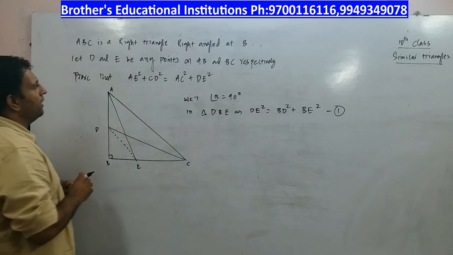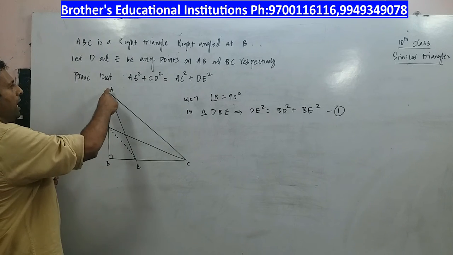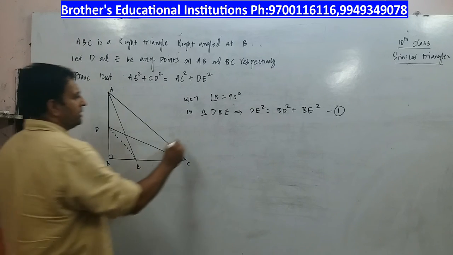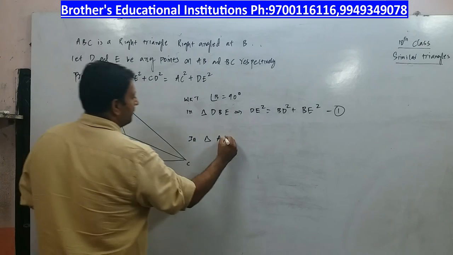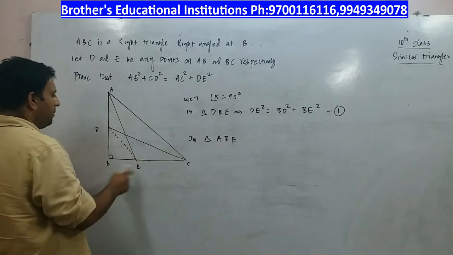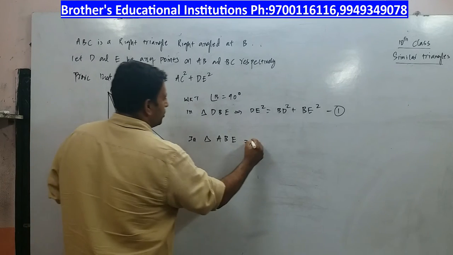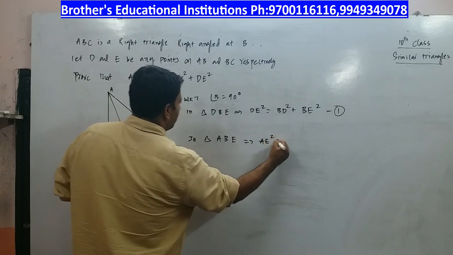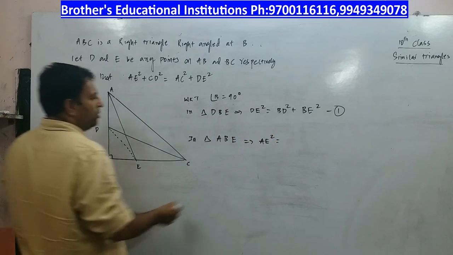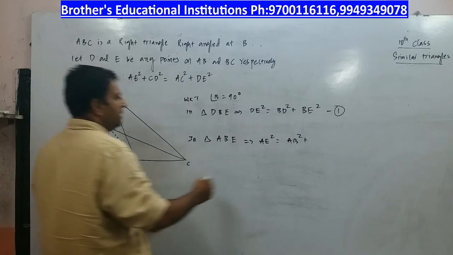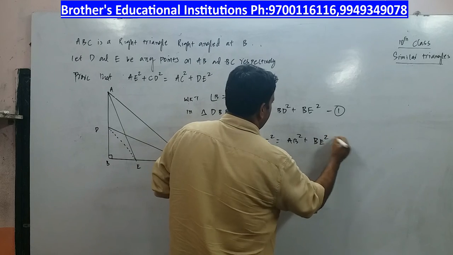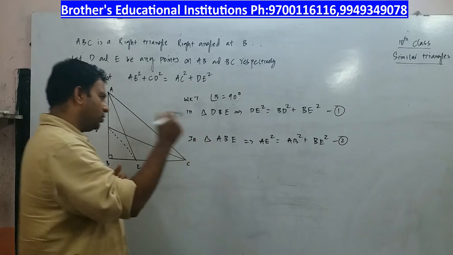Now let me consider a triangle ABE. I'll say in triangle ABE, AE is hypotenuse. So I will write AE square is equal to AB square plus BE square. AB square plus BE square. I call this as equation number 2.